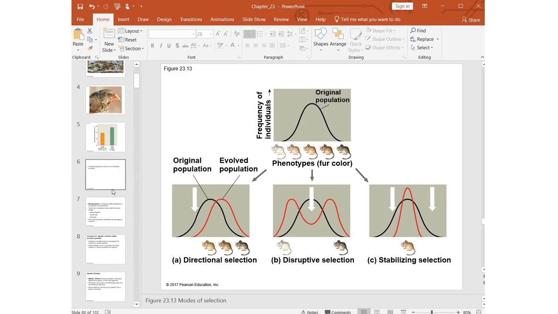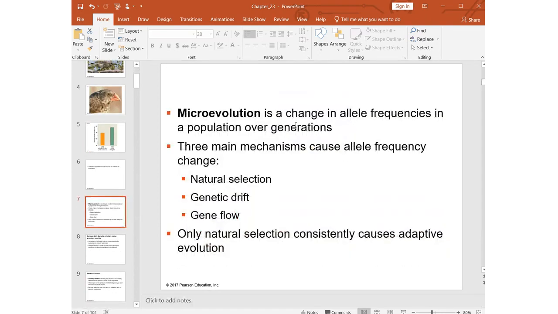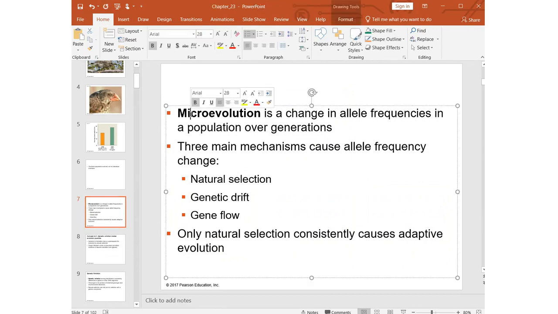So that's why, here at the beginning, they're talking about the fact that microevolution is the change in allele frequency in a population. Does an allele get more frequent or less frequent? In other words, more common or less common in a population over generations, from one generation at a time.